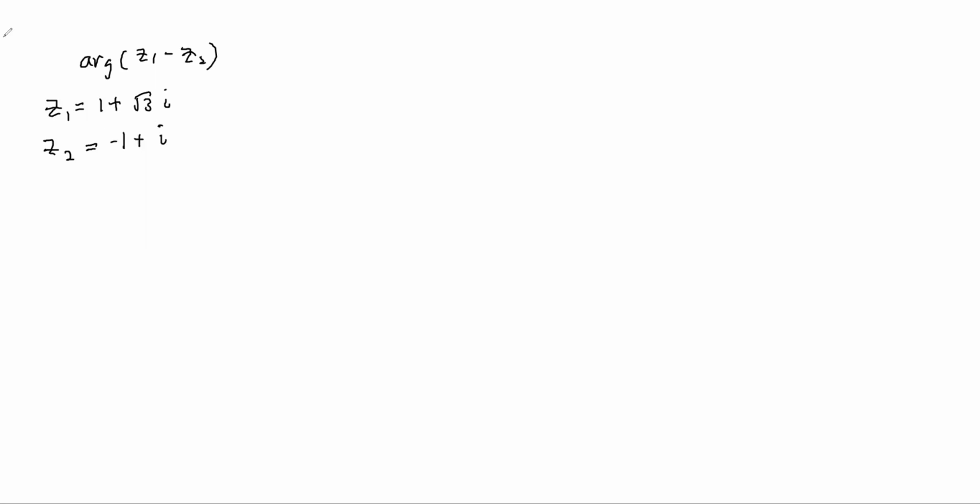Let's try to draw a complex plane to help us in the visualization. So here we're going to have the complex plane. This is the real part and this is the imaginary part. Let's try to be as realistic as possible. Let's draw Z1 first. I'll draw Z1 in red. Z1 being 1 plus square root 3i would be in the first quadrant, so I guess it would be something like this.